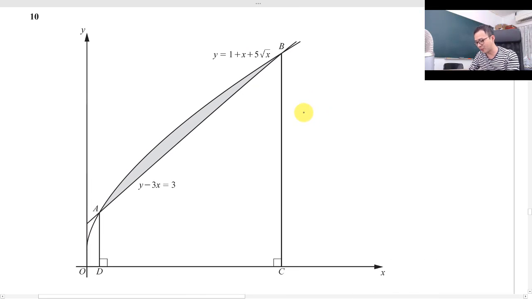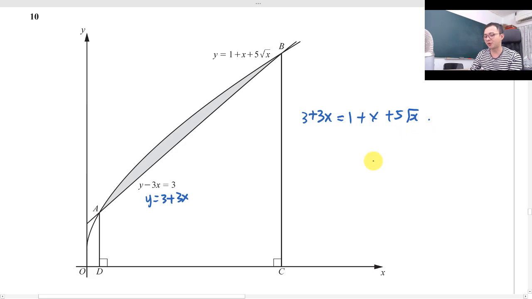Basically I will sub the y into the y here. This one, y equals 3 plus 3x. So 3 plus 3x equals 1 plus x plus 5 square root x. You should be able to see this is a quadratic. But if you can't see, maybe you will substitute u squared. But for me, I guess it should be fine. So this is 2x after moving terms, and then I will get minus 5 square root x, and then plus 2 equals 0.